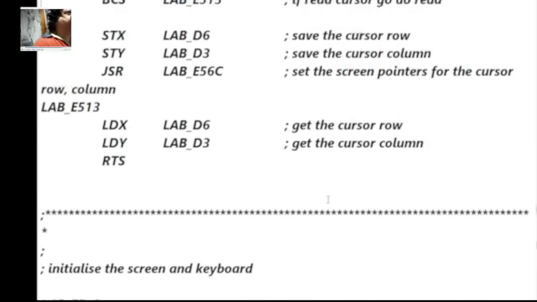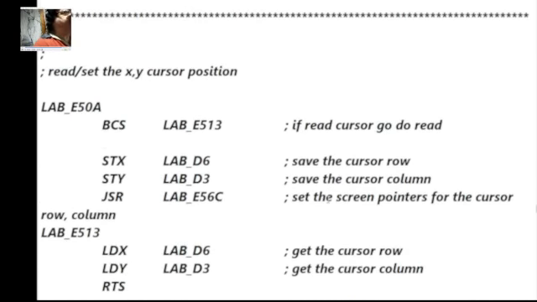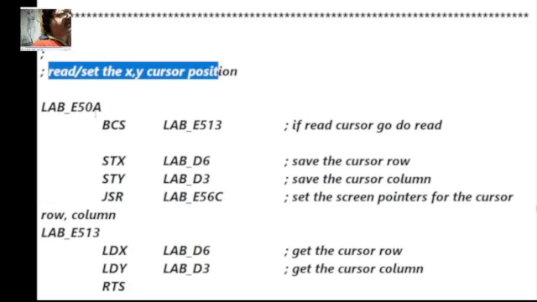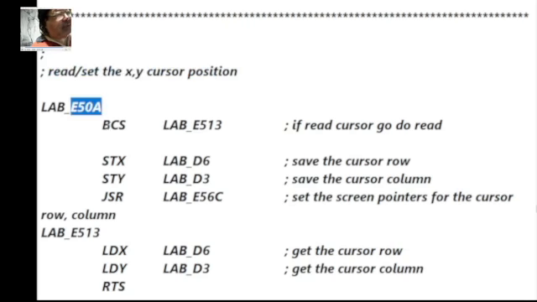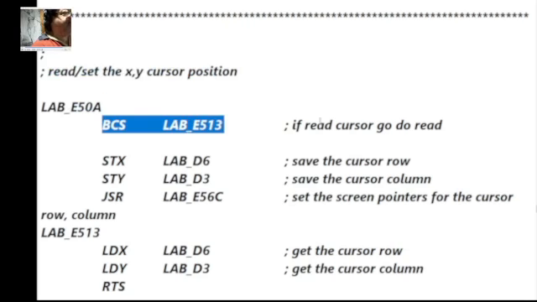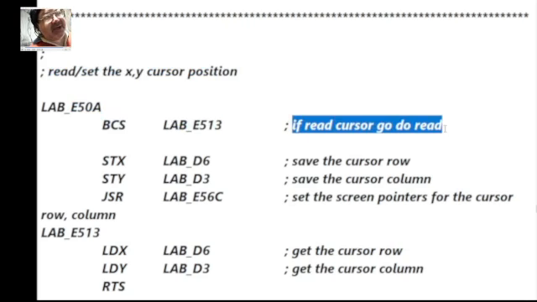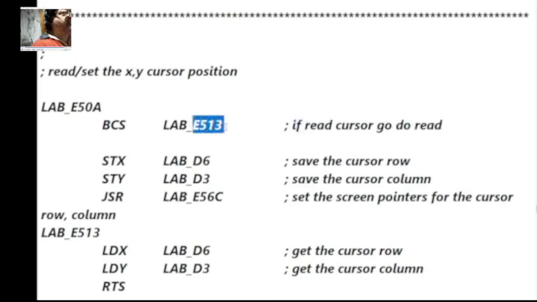Okay. Read set the XY cursor position, E50A. Branch if carry set. Now that takes us to another subfunction. And since we cleared the carry, we wouldn't be going there. So we'll go on through this loop. And this gets confused. Later it gets real confusing. But hold on, it's not too bad.